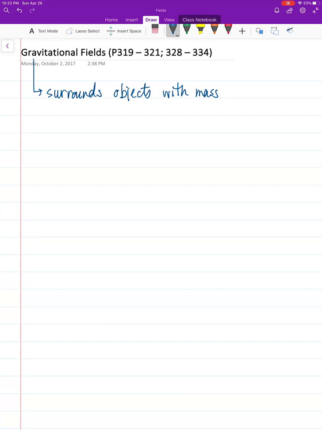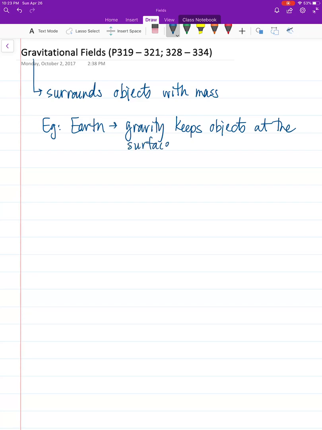So, for example, here on Earth, we have gravity, and that keeps objects at the surface. Okay, so anytime you have a gravitational field, or any field, you need a source. So that's going to be an object with mass.